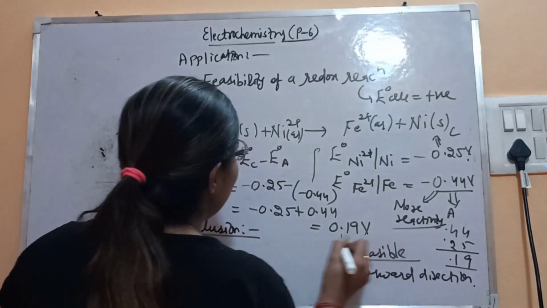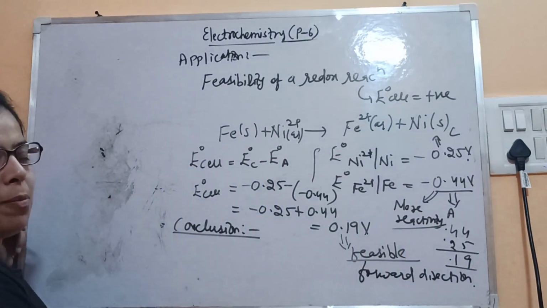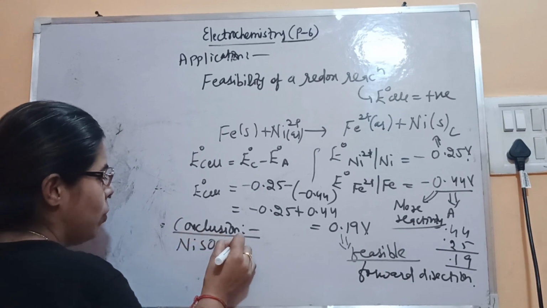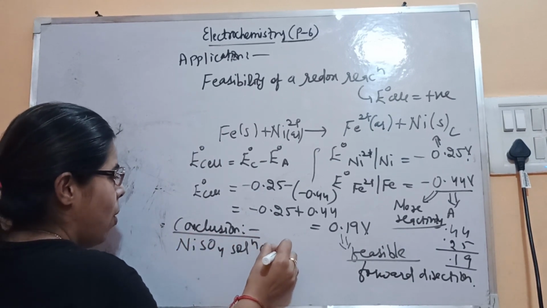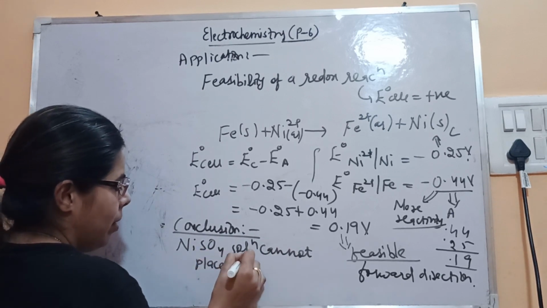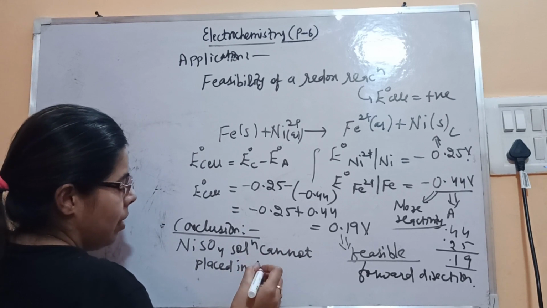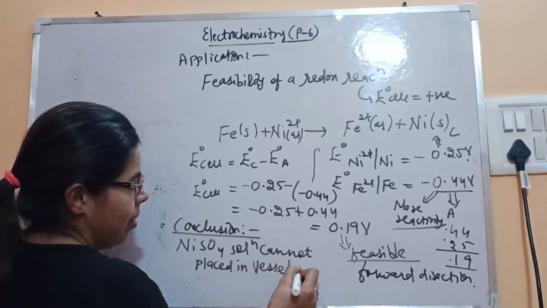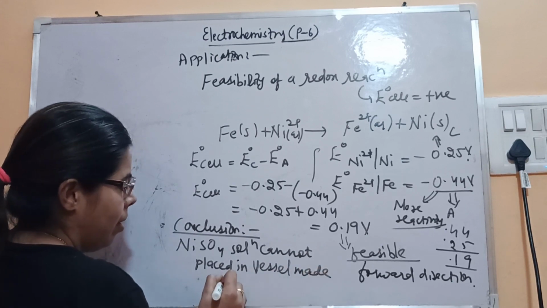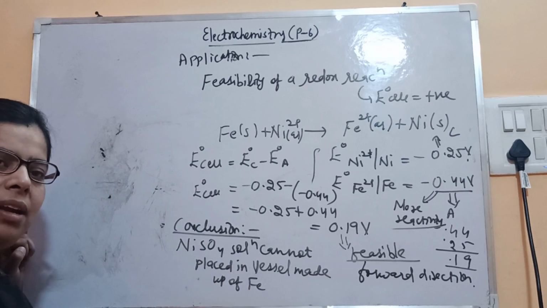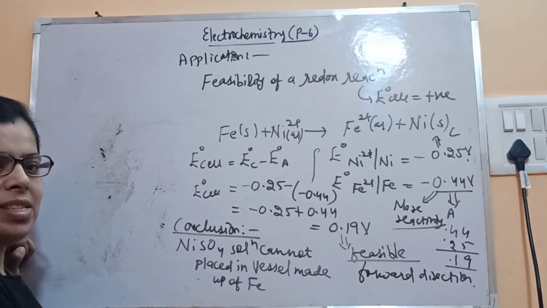Okay, so what's the meaning of this? If reaction is taking place, so nickel sulfate solution cannot be placed in a vessel made up of iron, because iron will react with that and it will corrode the vessel.